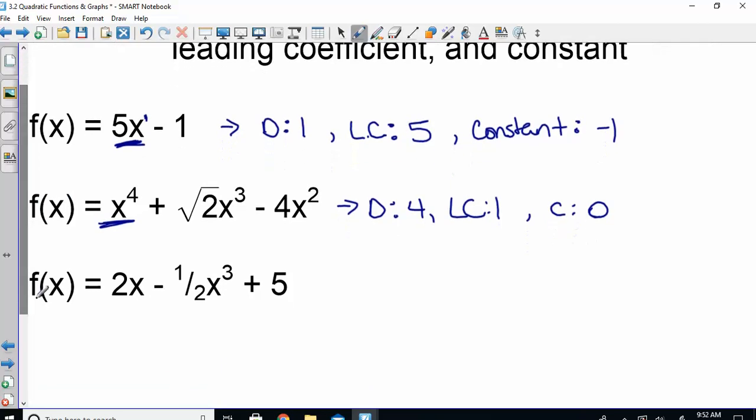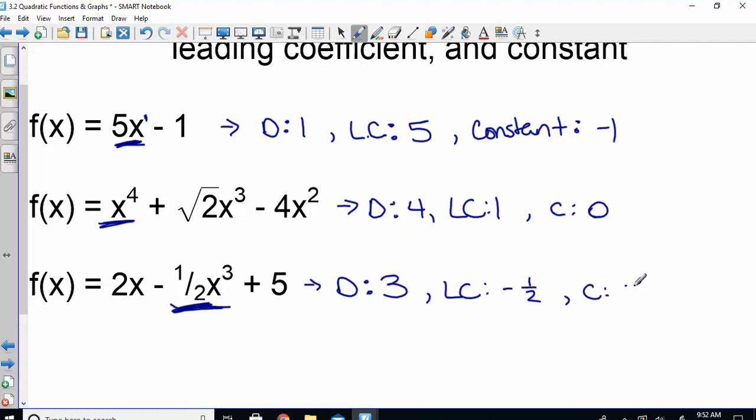All right, last one. What would be the degree? 3. It's not necessarily the first one. You have to look at every term and just pick out your highest power. So this is the degree of 3. The leading coefficient there is negative 1/2. You have to look at the coefficient on the term with the highest power. So it may not be in the front. That x to the third was the highest power, so you look at its coefficient. And what is my constant? 5. Are we okay with what those terms mean?